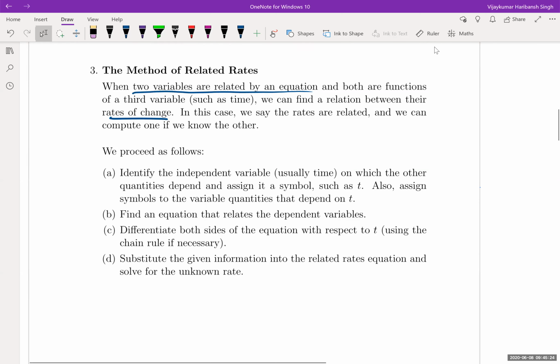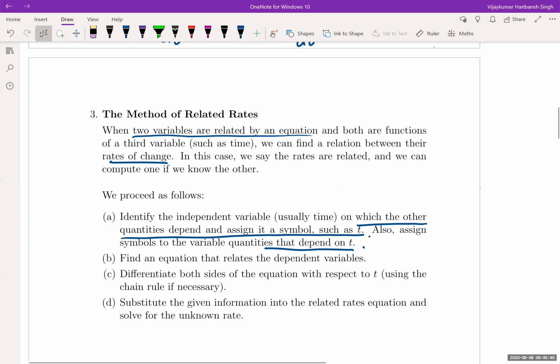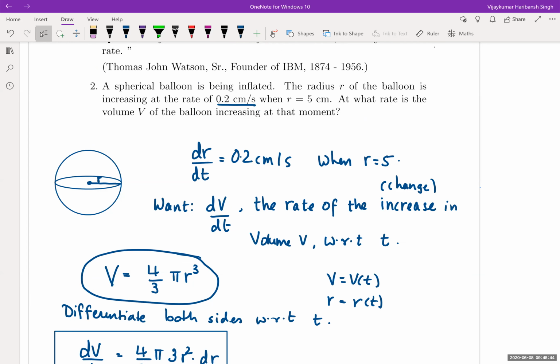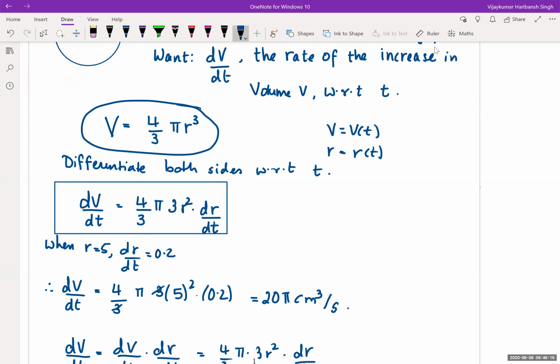So how do we proceed? We first identify an independent variable, usually time, on which the other quantities depend, and assign it a symbol such as t. Also assign symbols to variable quantities that depend on t. So for example, if you go back to the older problem, V of t is the volume at time t, and R of t is the radius at time t. So we have basically gotten V and R both as functions of t, and then we find a relation between them. Find an equation that relates the dependent variables V and R. Have we done that here? Yes, we found V is 4 by 3 pi r cube.